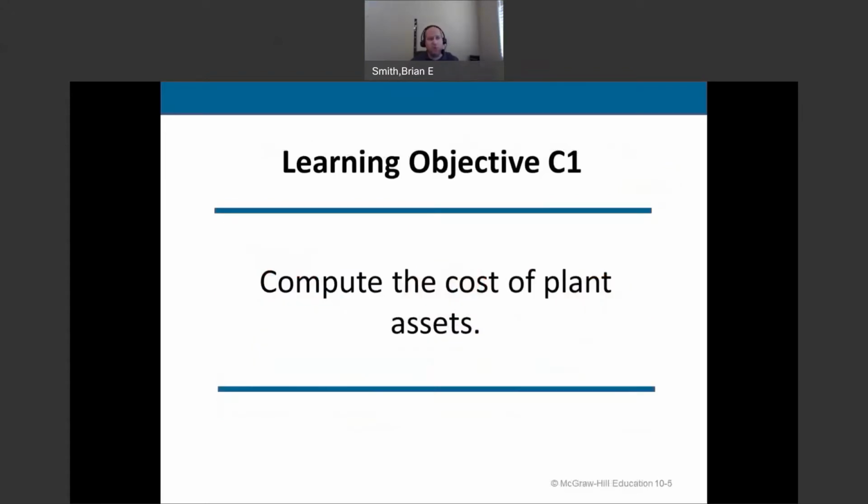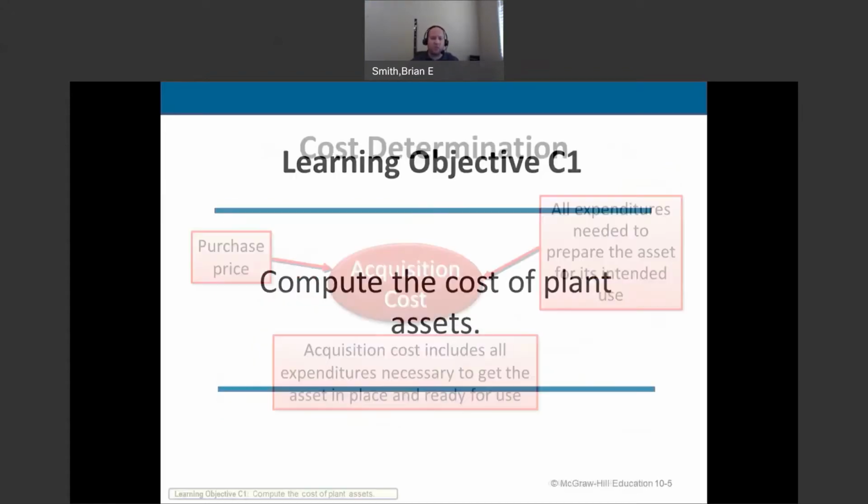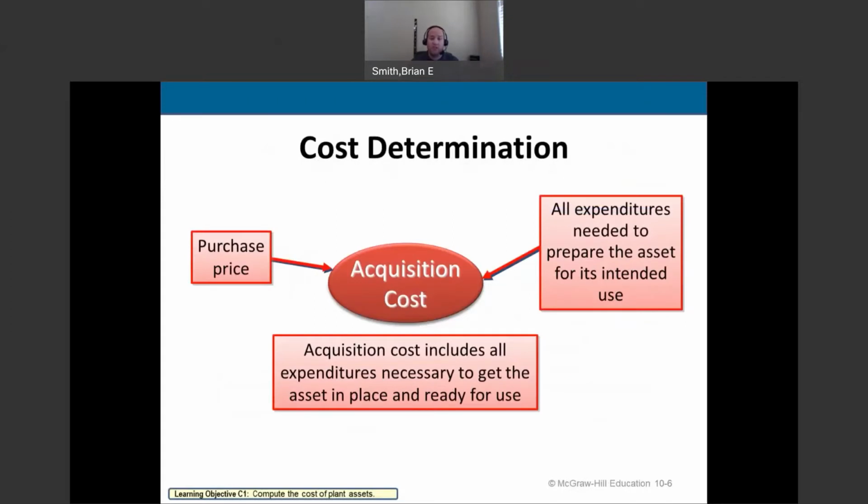So first, we need to compute the cost of any of our plant assets. We're going to have to look at the purchase price. We're going to have to look at any and all expenses that could bring it into a usable working condition. So one of those things could be, let's say we're buying a vehicle, okay? First, we're going to have vehicle licensing tax to initially be able to drive it. Yep, we're going to need to include that in the cost.